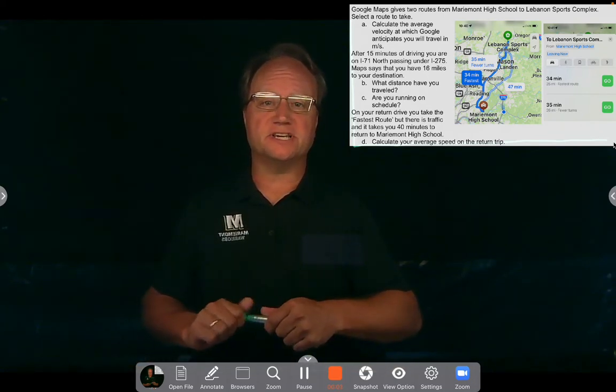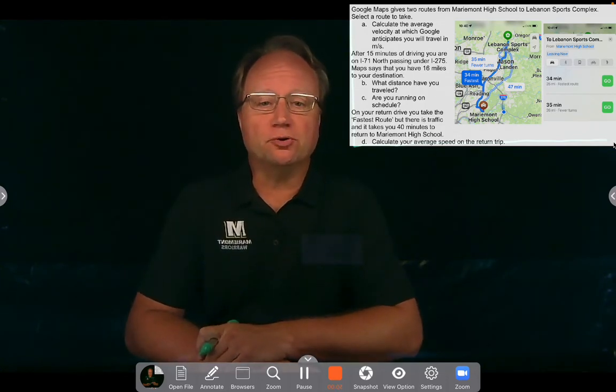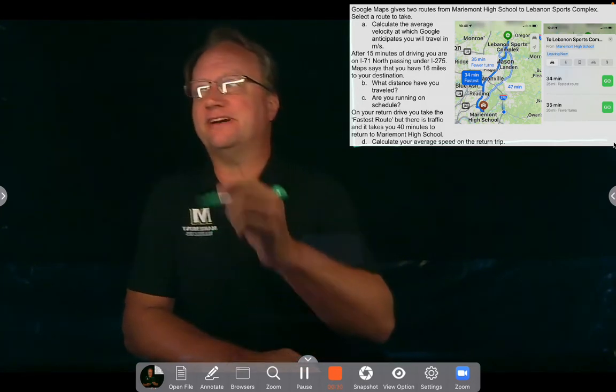Let's consider an example dealing with average velocity. So we've got a situation where Google Maps gives you several different routes from Marymount High School to Lebanon Sports Complex. You're going to select a route to take, and then we're going to do some calculations on it. So let's consider the fastest route.